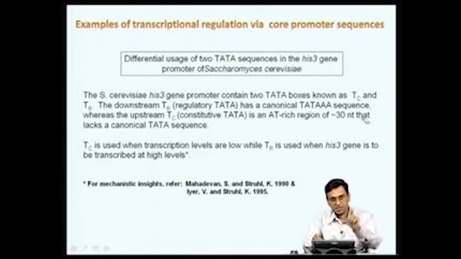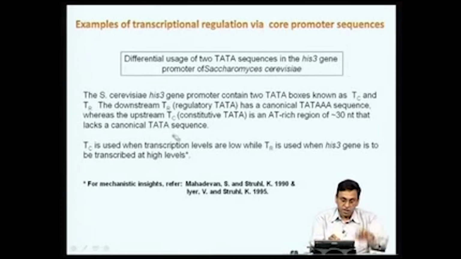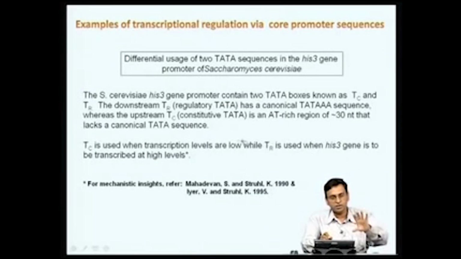So, there are two TATA sequences, one is called TC and the other TR, and the TR, which is the regulatory TATA box, actually resembles the actual TATA box sequence. Whereas the upstream one, which is present till about 30 base pairs upstream, is called the constitutive TATA. This is actually an AT rich region of about 30 nucleotides that does not really resemble a typical TATA box sequence, but kind of resembles a TATA sequence.